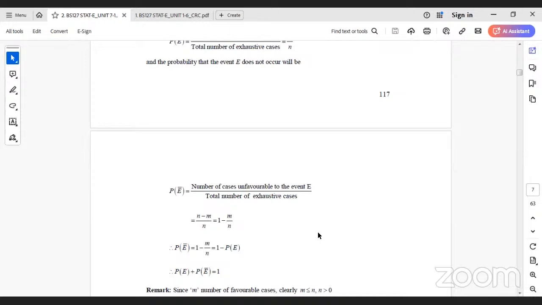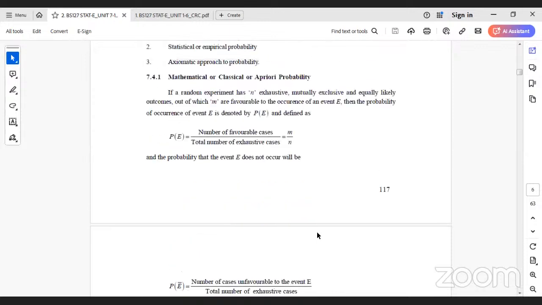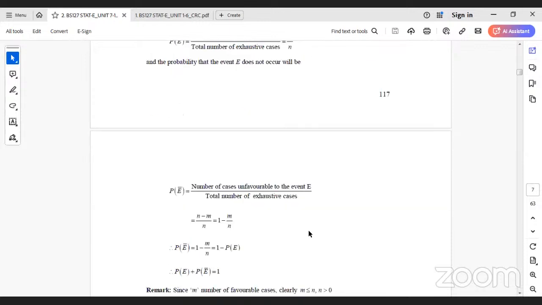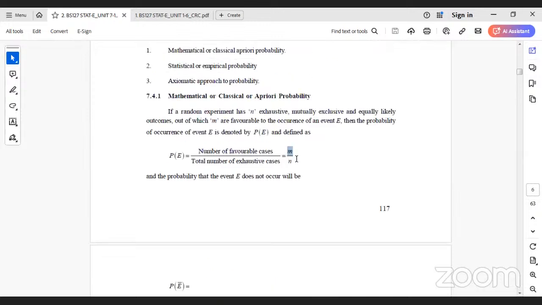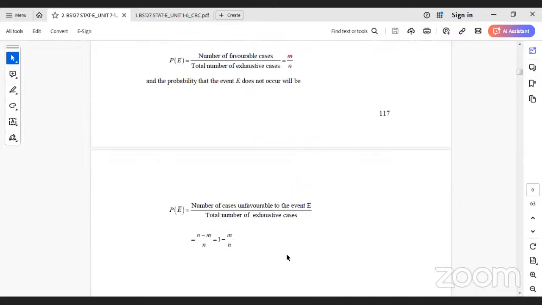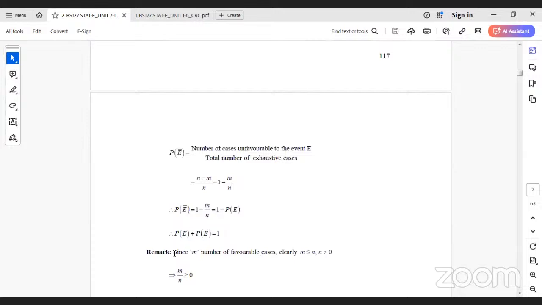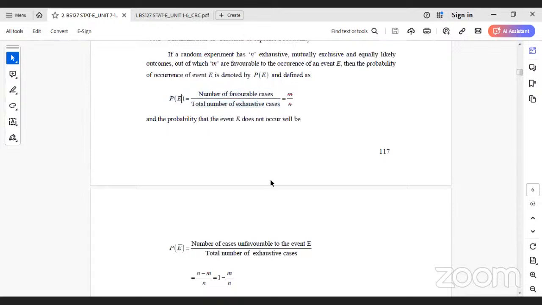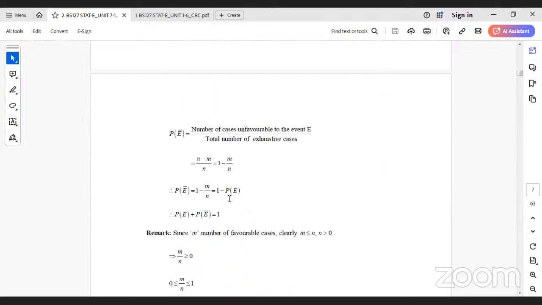Tell me, ask. If it is unfavorable we take n minus m, if it is favorable we take m by n. Clear? Clear, sir. Unfavorable is n minus m. Favorable is m by n. Okay, sir. So therefore 1 minus m by n. So P of E bar is 1 minus m by n. Here m by n is what we called, favorable, P of E. So it is 1 minus P of E. Taking P of E across, P of E plus P of E bar is equal to 1, right?